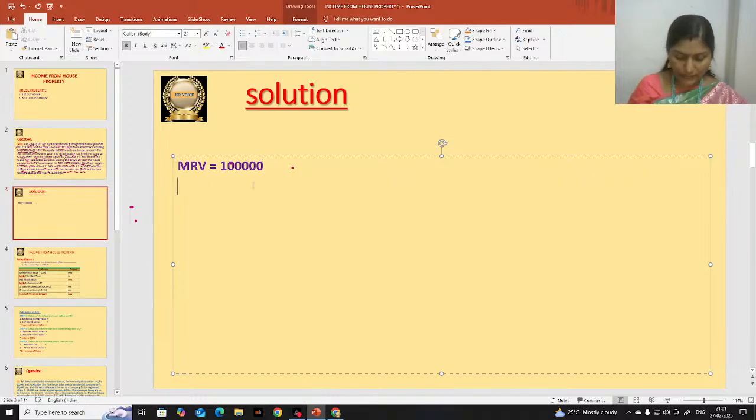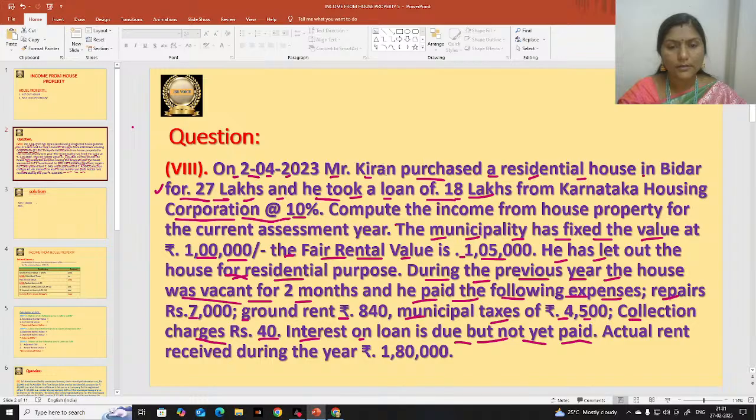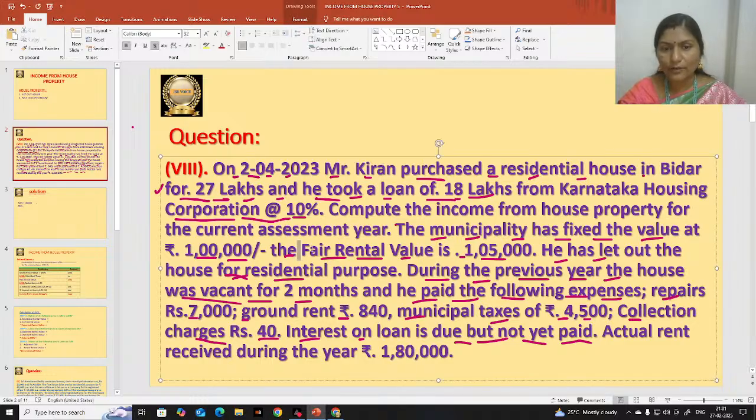Then let us take what is FRV. FRV amount, how much they have given in the question. Let us check that. You can see fair rental value is 1,05,000. So FRV is 1,05,000, which is fair rental value. Rent of a similar building is also FRV. FRV is nothing but rent of a similar building. Sometimes they mention in a question that it is rent of a similar building. It is also known as fair rental value. Both are the same.